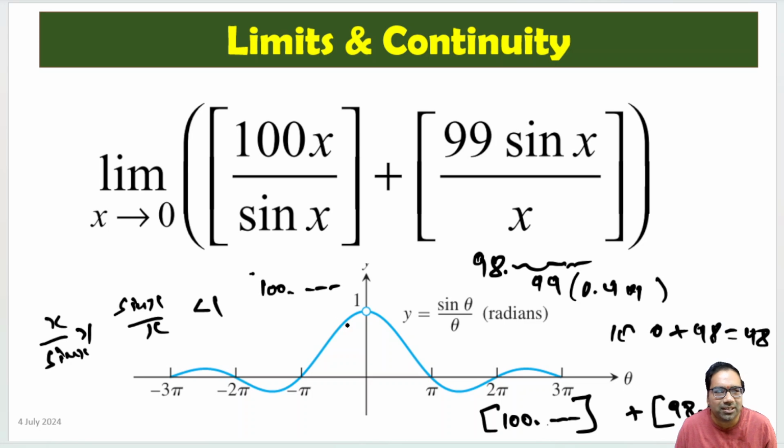When x tends to 0, it doesn't matter whether x is approaching from the left side or the right side. Whether from the left or the right, sin theta is always lesser than theta and it will try to approach 1. So if you take the inverse, x by sin x will look something like this. It is always greater than 1, but as x approaches 0, it gets closer to 1. So 100x by sin x is slightly above 100, and 99 sin x by x is slightly below 99. So the greatest integer function together of these two is 100 plus 98. Right, guys? Thank you.